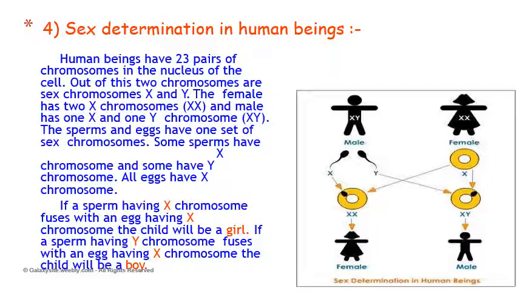All eggs have the X chromosome. If a sperm having an X chromosome fuses with an egg having an X chromosome, the child will be a girl. And if a sperm having a Y chromosome fuses with an egg having an X chromosome, the child will be a boy.